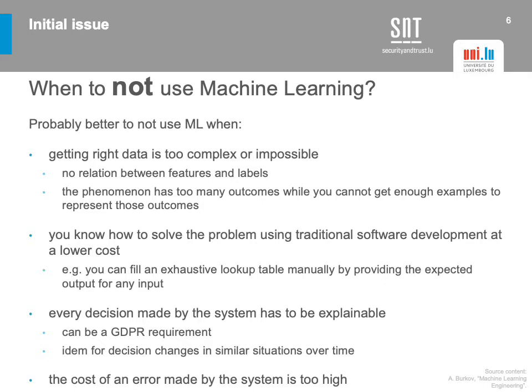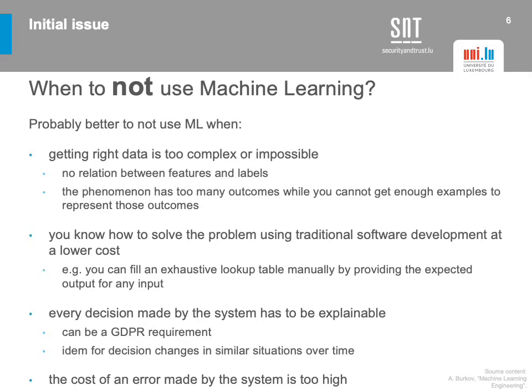Okay, so another case is when you know how to solve a problem using traditional software development at a lower cost. We already talked about this in the last slide: sometimes you can have two solutions, a traditional software development one and machine learning. Remember that we saw there are three main costs in machine learning, and if the sum of those costs is a lot higher than traditional software development, maybe it's better to just go with traditional code and solve it using a rule-based solution, for example.